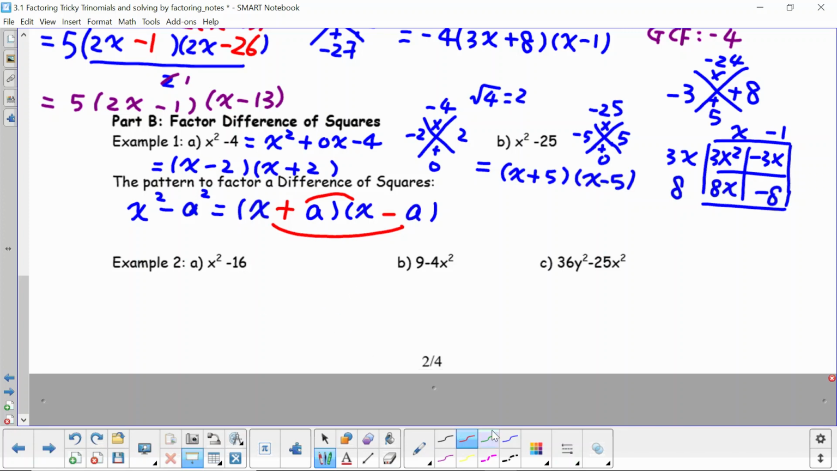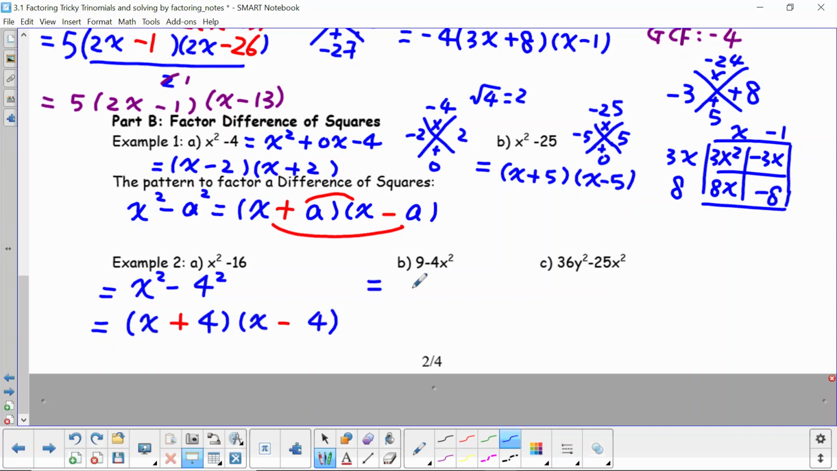So this one we just write it as x squared minus 4 squared. Square root of 16 gives you 4. Then we are going to just put x and 4 in the bracket. And remember, one is plus, one is minus. That is done.